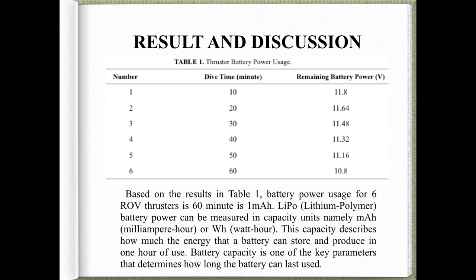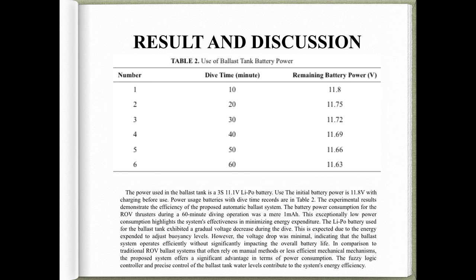Based on the result in table 1, battery power use for 6 ROV thrusters in 60 minutes is 1 milliampere hour. LiPo lithium polymer battery power can be measured in capacity units, namely mAh, milliampere hour, or Wh, watt hour. This capacity describes how much energy a battery can store and produce in 1 hour of use. Battery capacity is one of the key parameters that determine how long the battery can last in use.